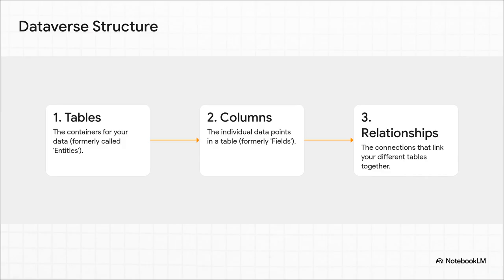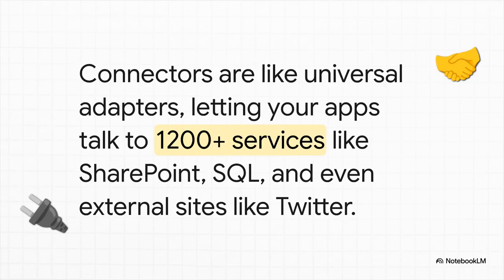So how does this brain actually organize information? It's honestly pretty straightforward. First, you have tables, which, by the way, used to be called entities. Think of these as the containers, like customers or invoices. Then, inside those tables, you have columns, which used to be called fields. These are the specific data points like customer name or invoice amount. And finally, you have relationships, which is just how you connect the tables to each other, just like in the real world.